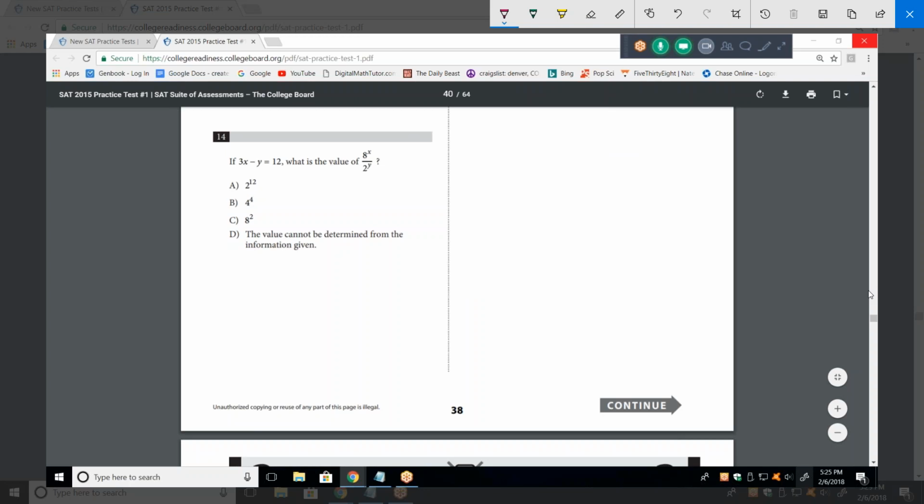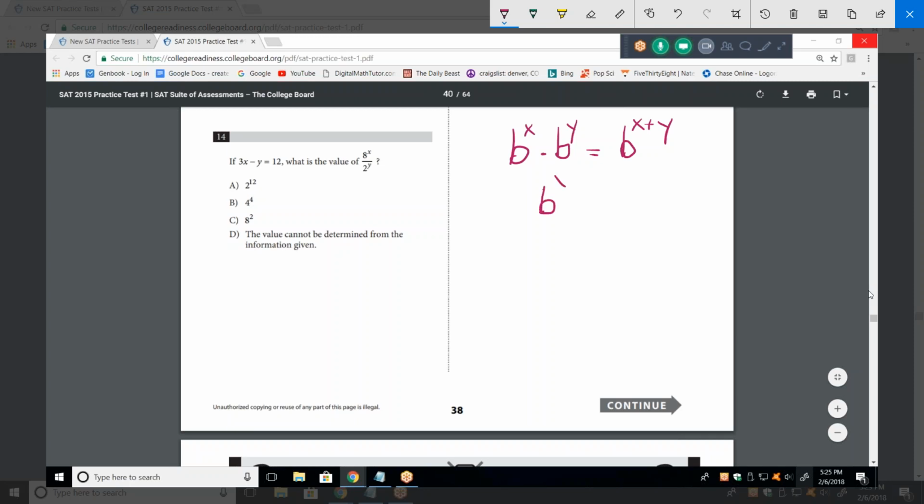There are 3 rules you absolutely have to know to take this test successfully, and here's what they are. Rule 1: b to the x times b to the y equals what? B to the x plus y. In other words, I am multiplying the bases, so I'm adding the exponents.